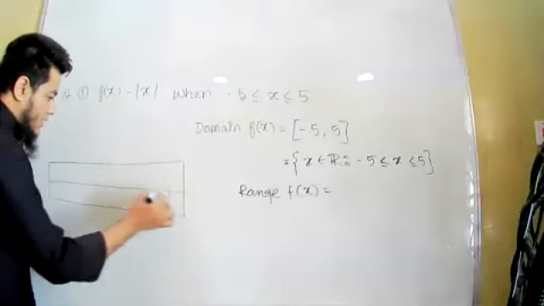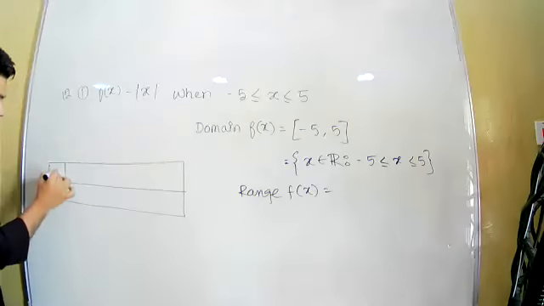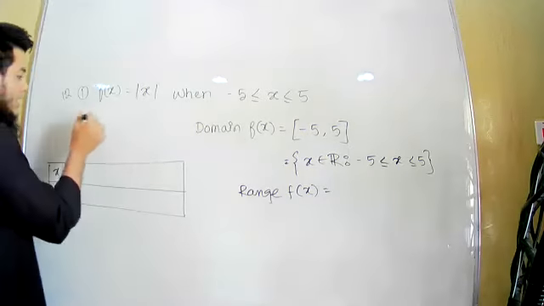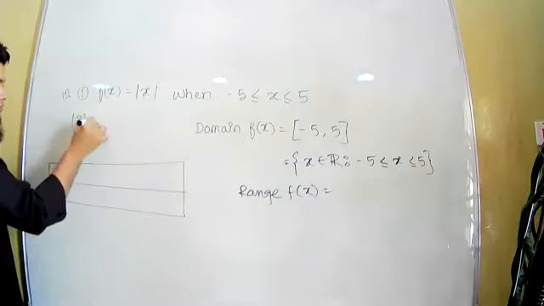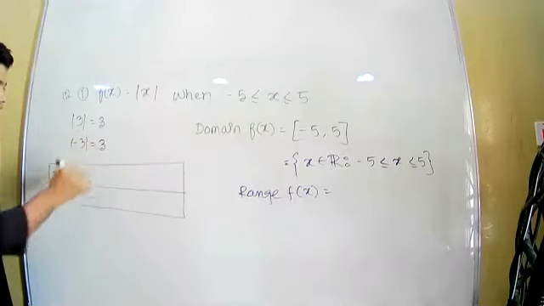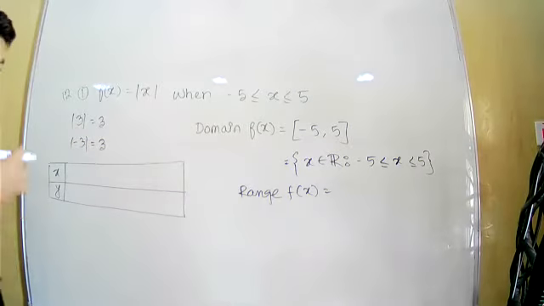Okay, so the table will be like this. Now, I hope you know what absolute value means, right? What does absolute value mean? Like if we have 3, the absolute value of 3 is 3. If we have minus 3, the absolute value of minus 3 is also 3. Now why is it like that?